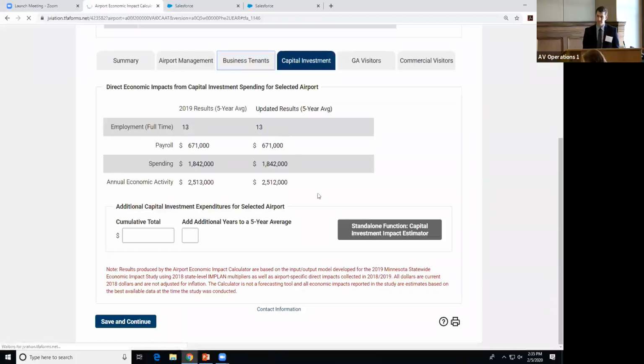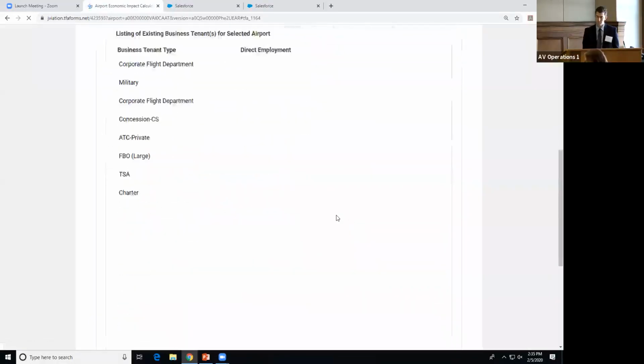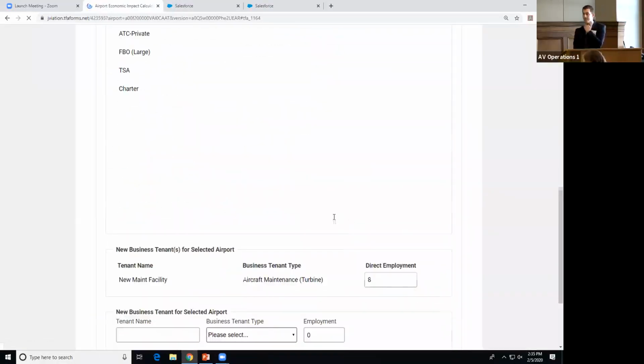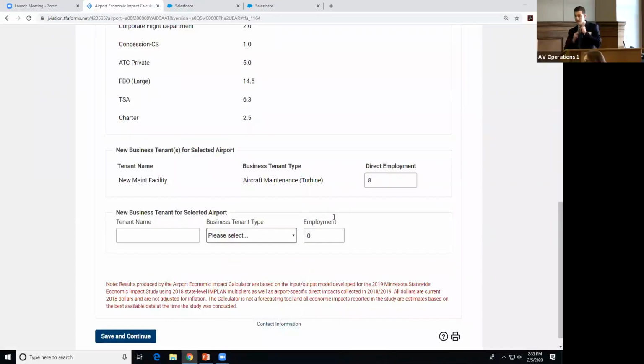Does the study account for businesses that may be located at airports that aren't aviation related? Yes, good question. And that's something I neglected to discuss, which was an important point. We're only considering as business tenants on airport businesses or agencies that are aviation related. So there may be on airport entities that don't have any aviation component.